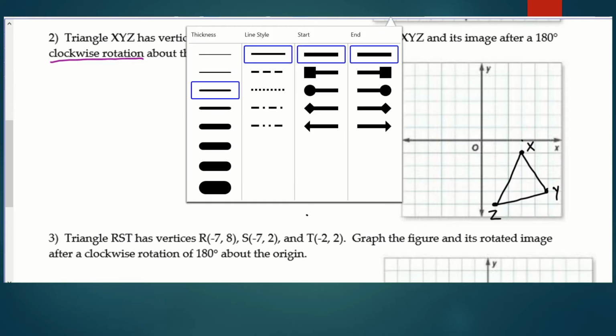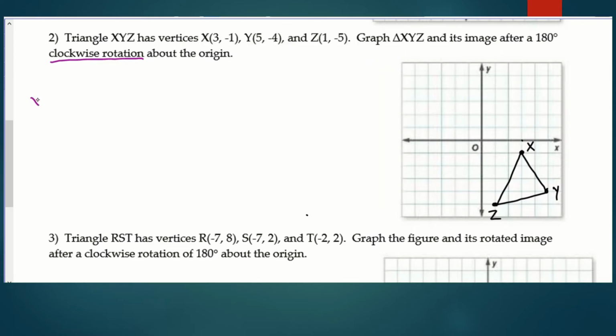All right. So now that my paper, thankfully, is already in the direction I need it to be in, I can just write down the points X prime, Y prime, and Z prime. So X prime is located at -3, 1. Y prime is located at -5, 4. Z prime is located at -1, 5.